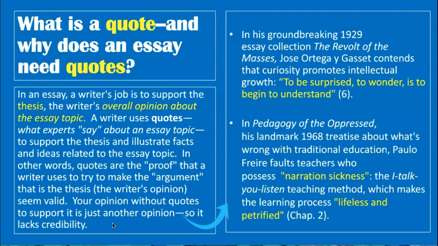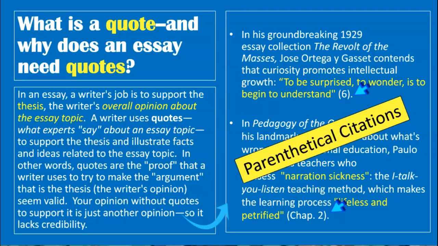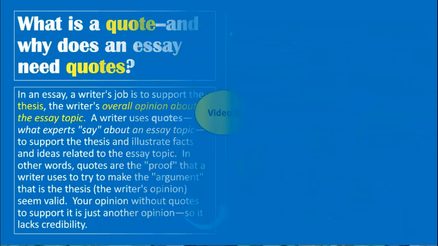Here are examples of 2 quotes, here and here at the bullet points. And at this point in the video, you may wish to pause, go forward or backward now and then as you need to review and absorb the information. Now, about these 2 quotes, you may have a question, and it is, what is the information in parentheses? These are parenthetical citations, and that is the topic of video 5.